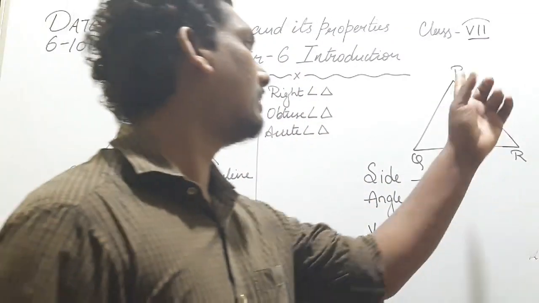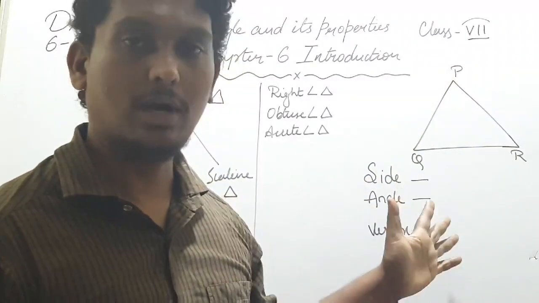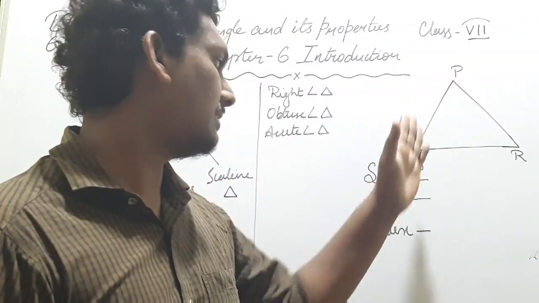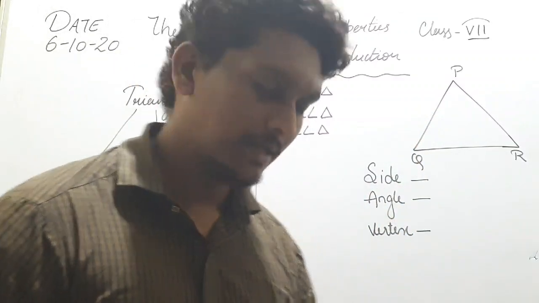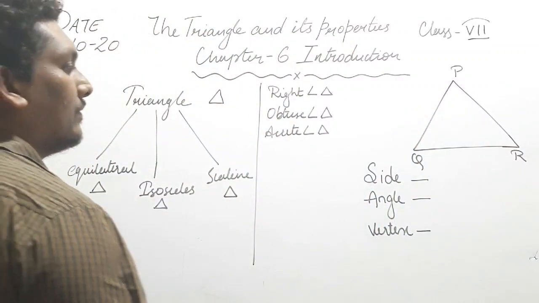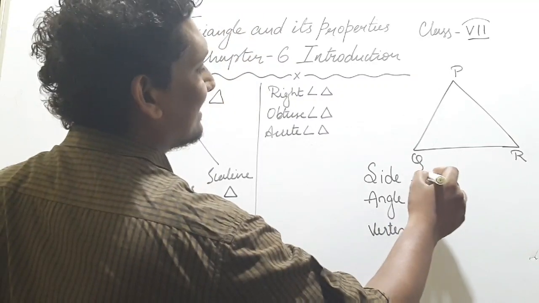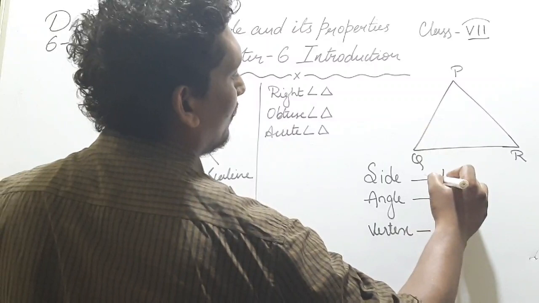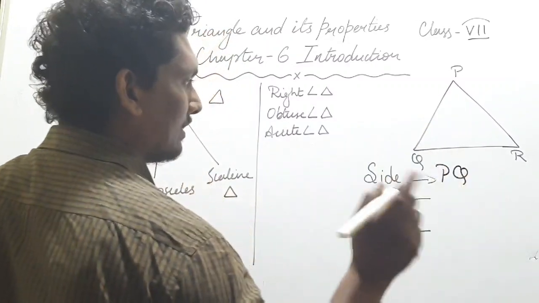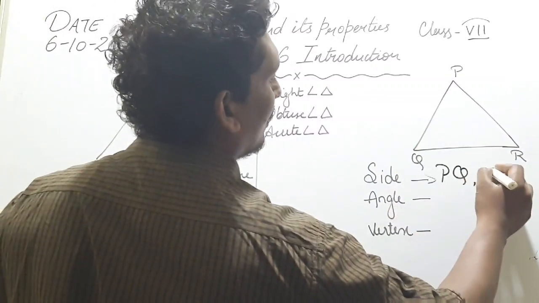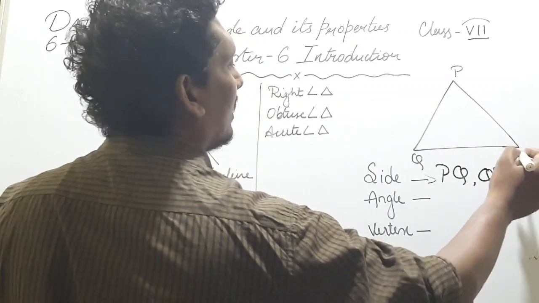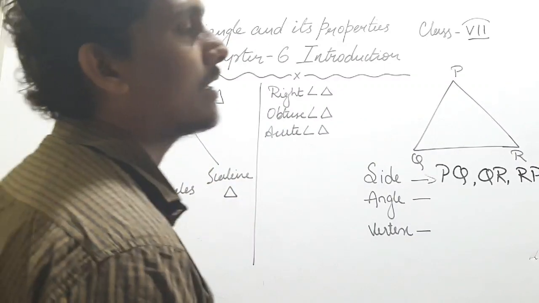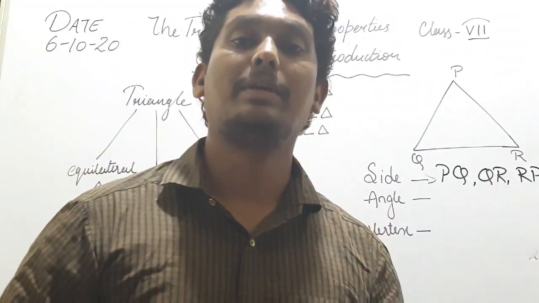So we are talking about this triangle PQR. So in a triangle we are having sides, angles and vertices, right? So first we are going to talk about sides. So this is PQ. PQ is one side. Then we are having QR. Then we are having RP, right? So that's why we are saying that a triangle has three sides.